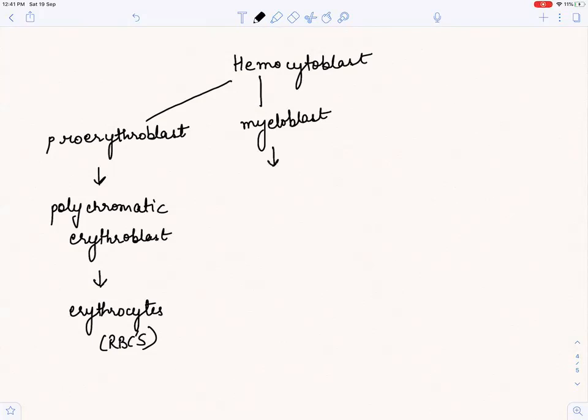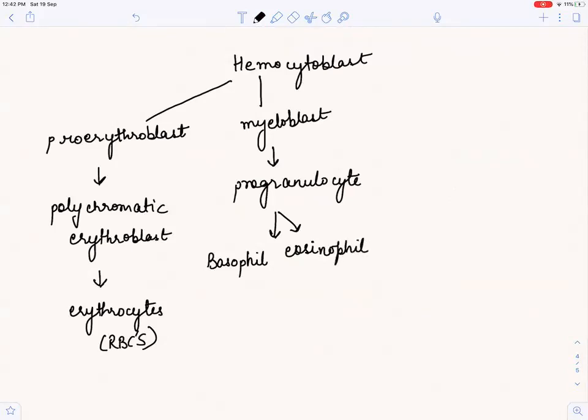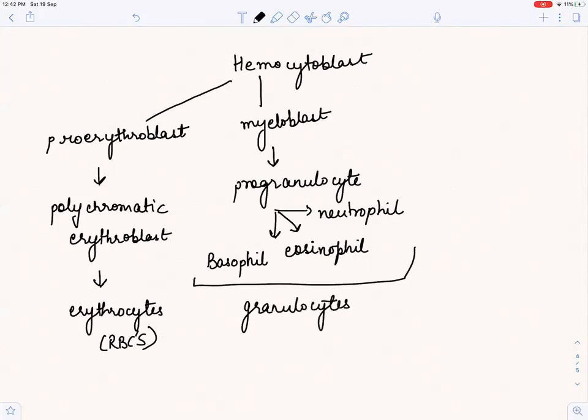Myeloblast, this will be progranulocyte, and then basophil, eosinophil, and neutrophil. What are these? Why did I write this? Because these three are granulocytes, right? These three are granulocytes. And then lymphoblast से क्या बना?